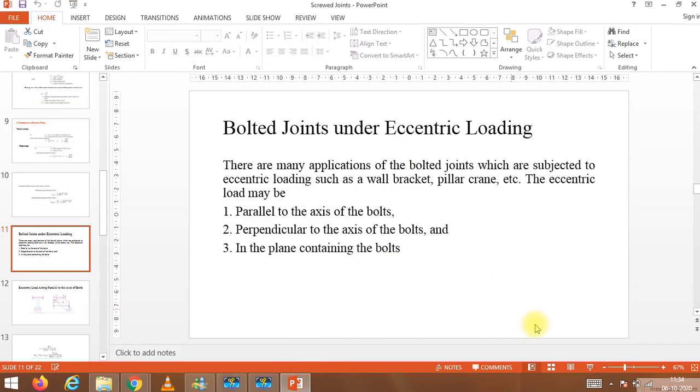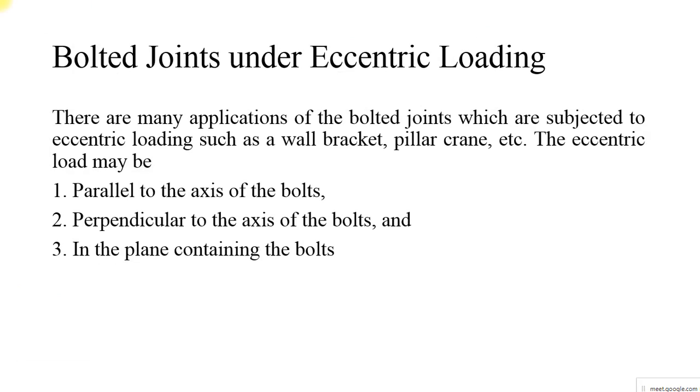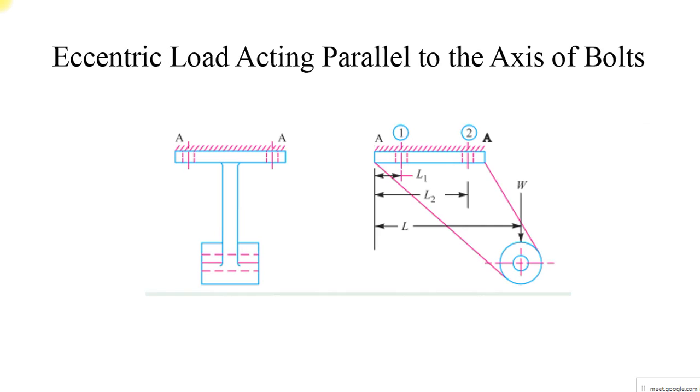So this is what we have seen in our previous class. The bolted joints under eccentric loading can be subdivided into three types. One is the load is parallel to the axis of the bolt. The load may be perpendicular to the axis of the bolt, and the in-plane conditions containing the bolt. These are the three types of eccentric loading conditions under design of bolt. So today we can discuss about parallel to the axis of the bolt.